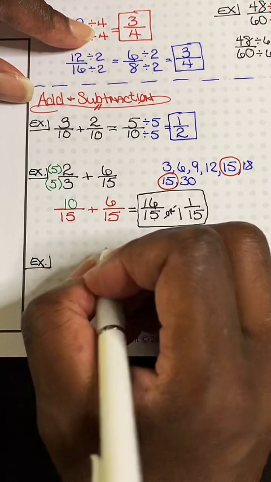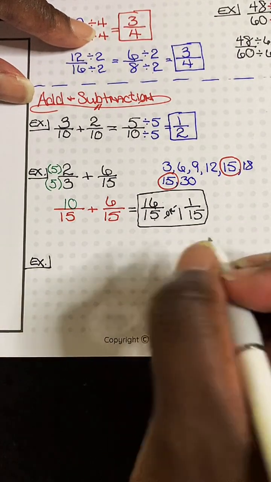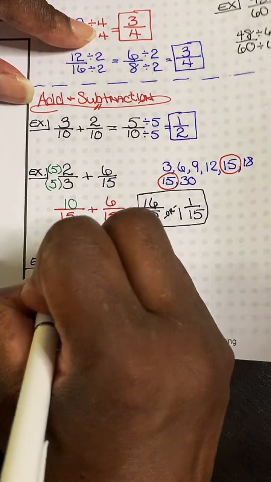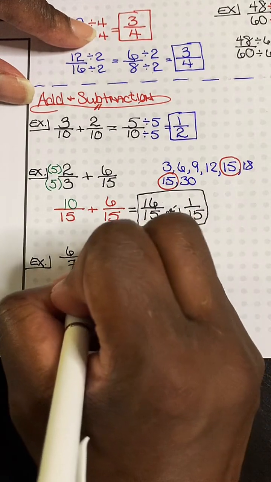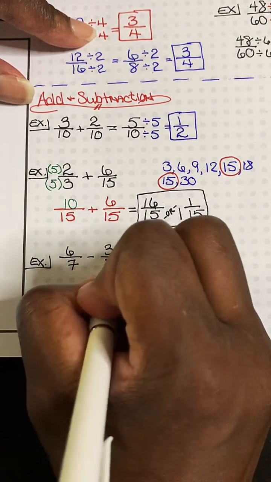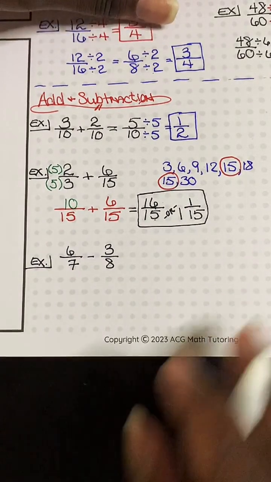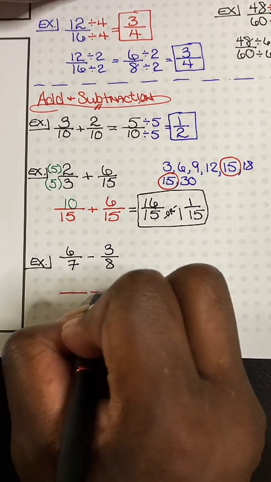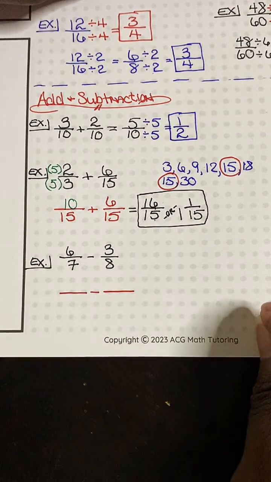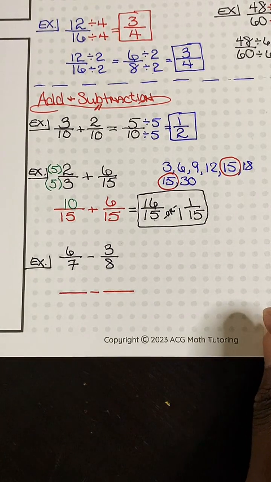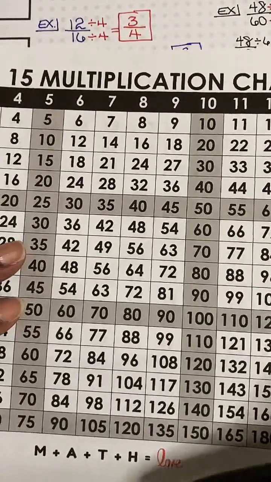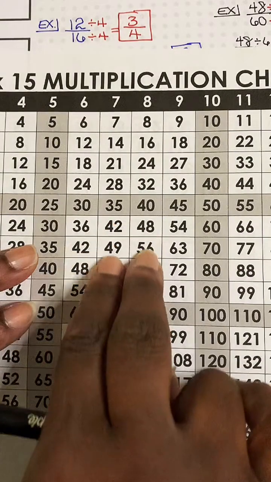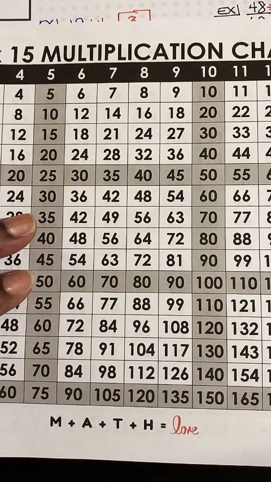See if I can make a subtraction one. Okay, we can do 6/7 minus 3/8. What would be my denominator? What is it that the 7 times table and the 8 times table both have? And if you need this, let me pull this out for you. So here's the 7s and 8s. What do they have in common?